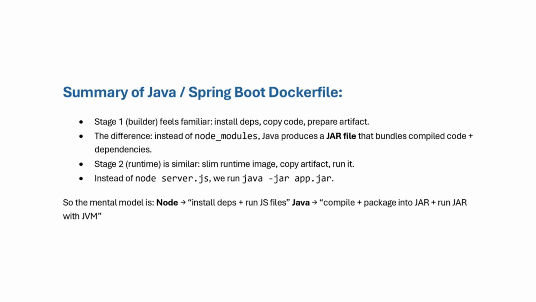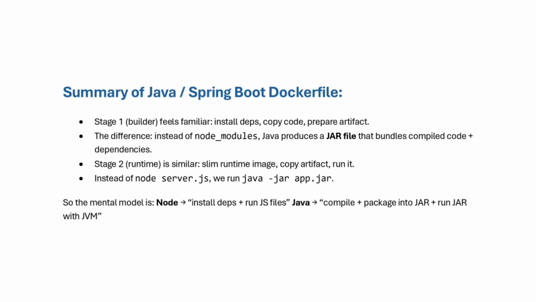Summary of Java or Spring Boot Dockerfile. Stage 1 builder feels familiar: installs dependencies, copies the code, prepares the artifact. The difference: instead of node_modules, Java produces a jar file that bundles compiled code plus dependencies. Stage 2 runtime is similar. Slim runtime image, copying the artifact, running it. Instead of node server.js, we run java -jar app.jar.